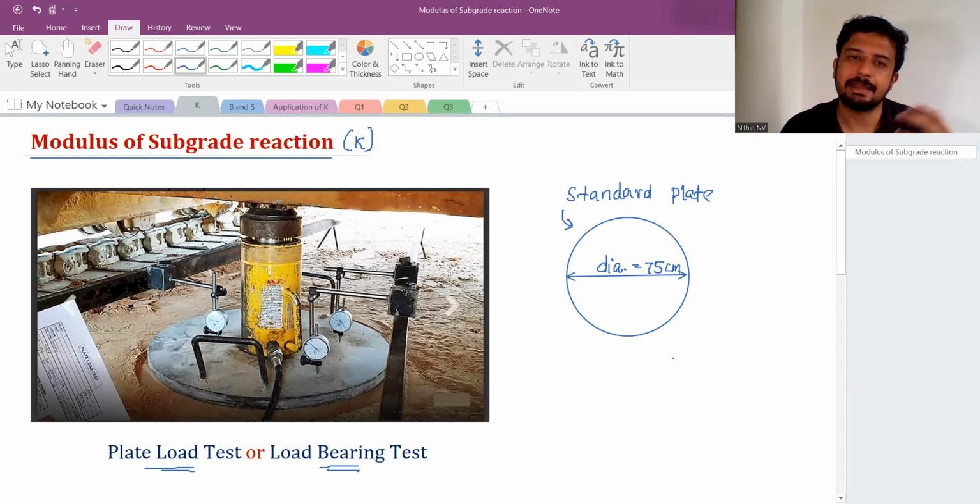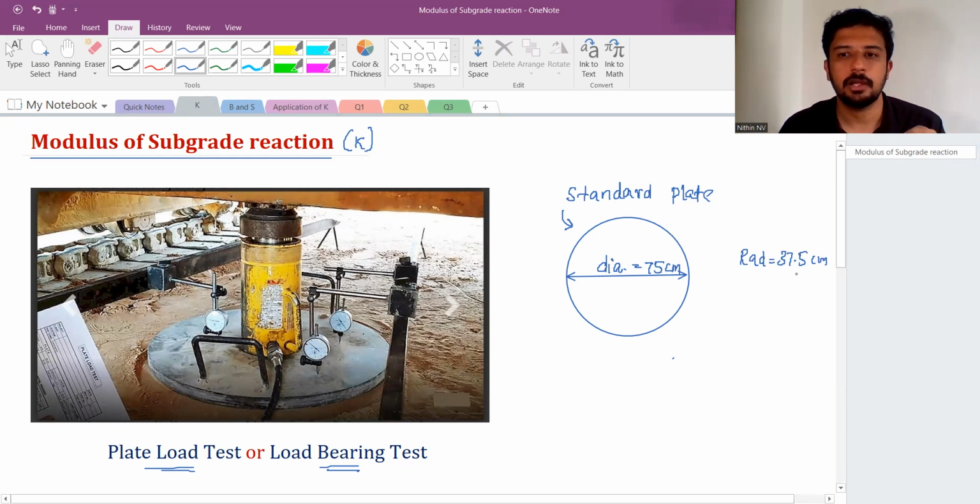So in the options, if they are asking such questions, sometimes they can ask you the radius also. What is the standard radius? Then the radius will be 37.5 centimeter. Understood? Like that. But generally we use diameter only to denote that. So it is 75 centimeter. Remember that. That's the first point. And it is circular shape.